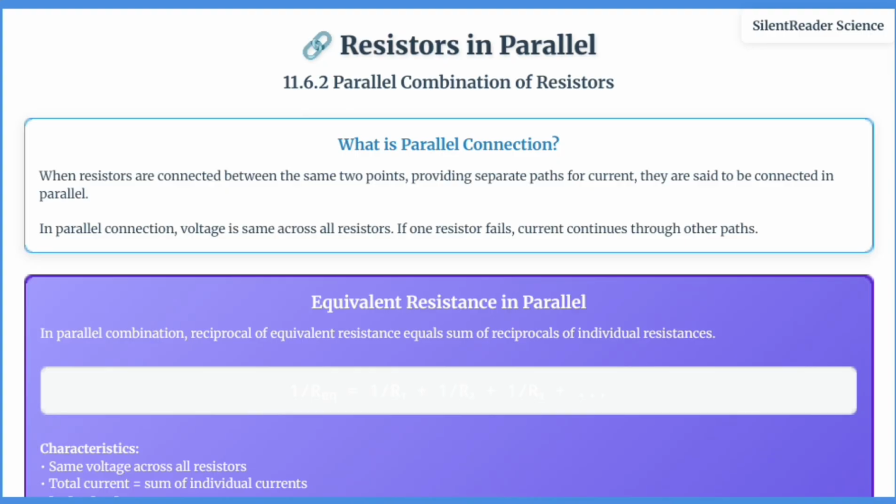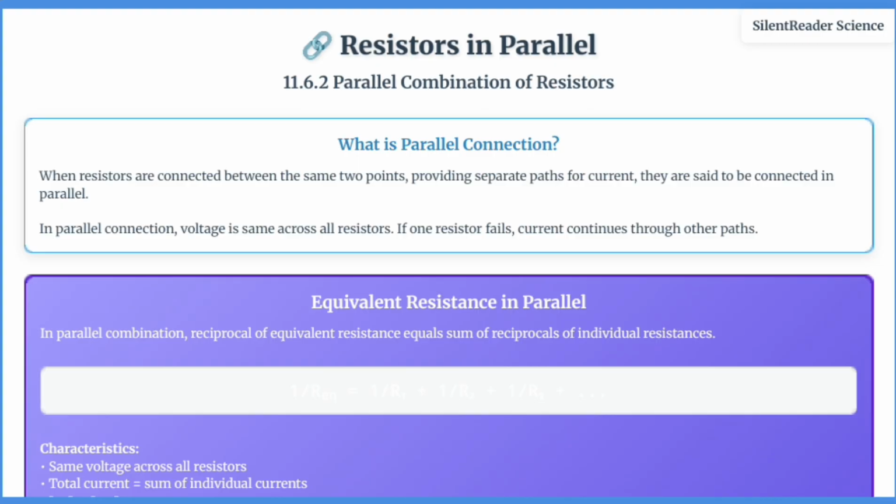In parallel combination, the reciprocal of equivalent resistance equals the sum of reciprocals of individual resistances. So 1 divided by Req equals 1 divided by R1 plus 1 divided by R2 plus 1 divided by R3 and so on. The characteristics of parallel connection are the same voltage across all resistors, the total current equals the sum of individual currents through each resistor, and the equivalent resistance is smaller than the smallest individual resistance.